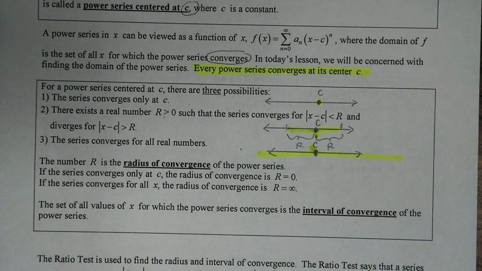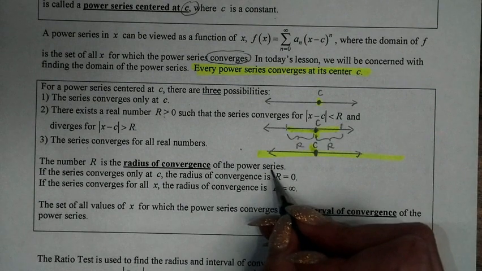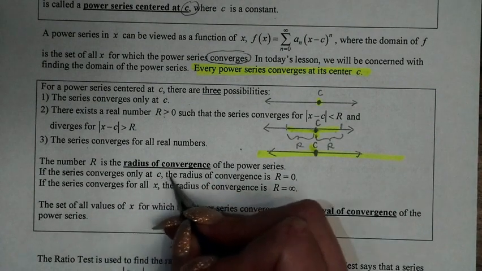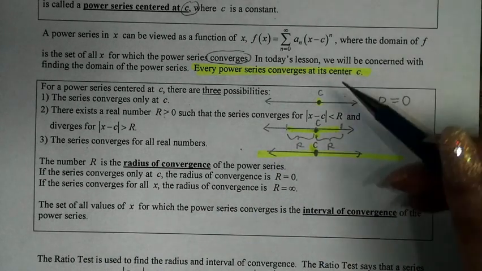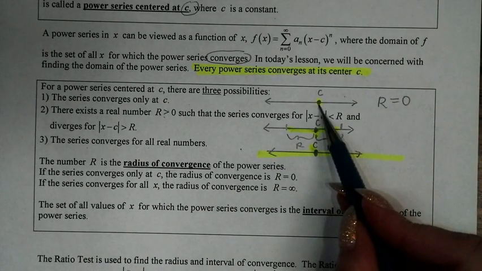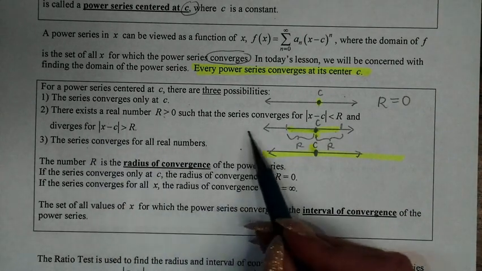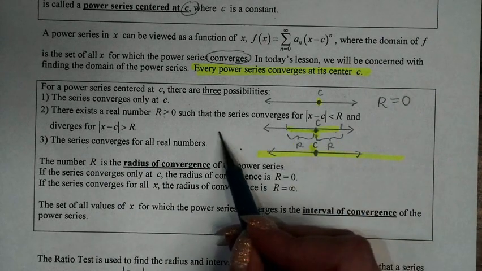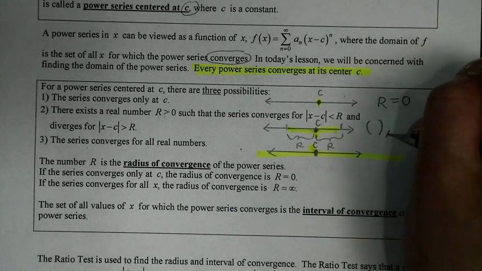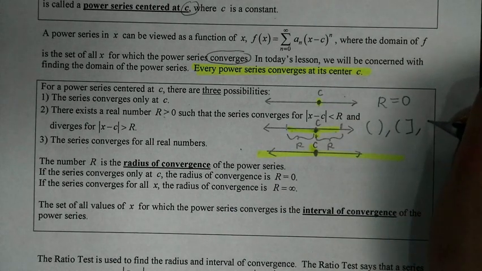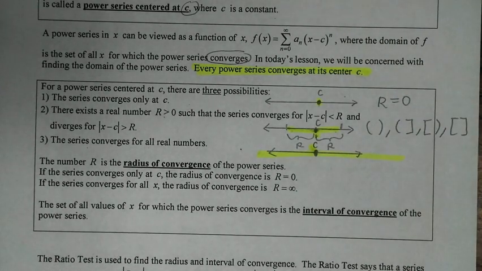So the number R that we mentioned here for second option is the radius of convergence. If the series converges only at C, like here, the radius of convergence is going to be 0 because you only have a point in your domain. If the series, okay, you are going to have an interval here. And your interval might be very exclusive, might be a little bit including one of the extremes or the other, or maybe you are including both extremes, okay?